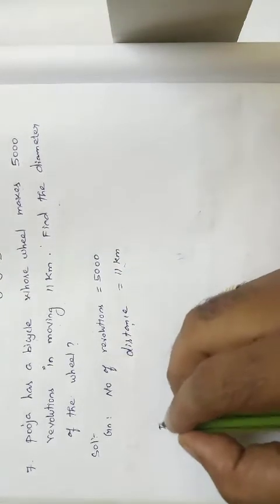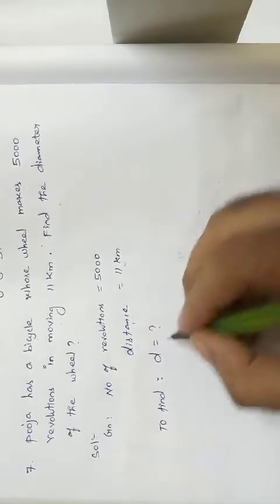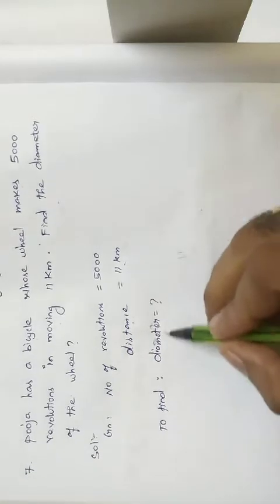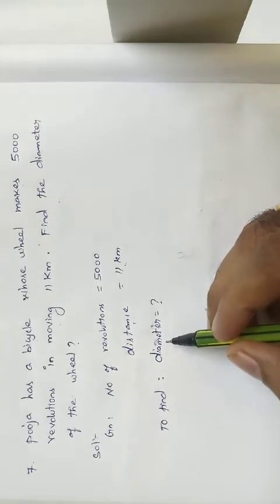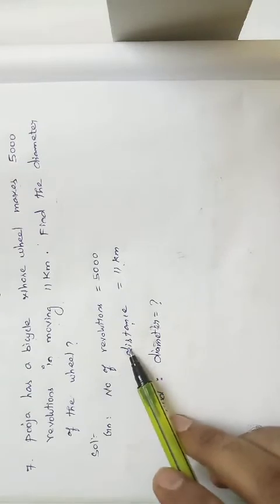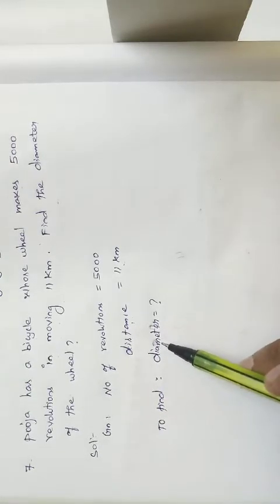What do we want to find? We want to find the diameter. Better to write it out as diameter itself, because distance also uses d and diameter also uses d, so we will get confused. So to find the diameter, what things do we have? We know the number of revolutions and the distance, and the diameter is a part of the circumference of a circle.